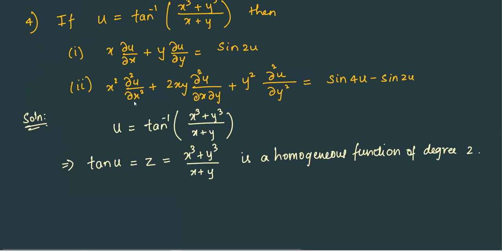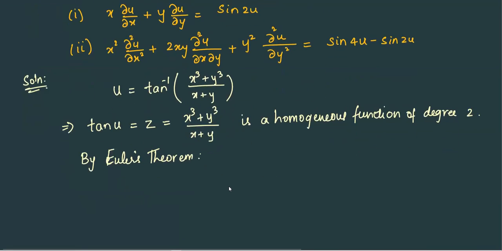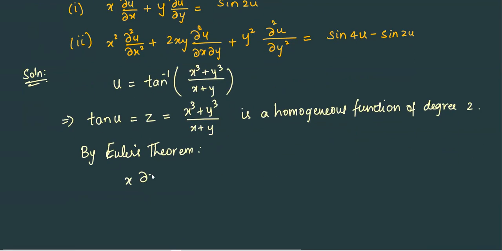I can use this result. Just see here. By Euler's theorem for partial derivatives of homogeneous functions, x dou z by dou x plus y dou z by dou y is equal to n times z, 2 times z. Now z is tan u.